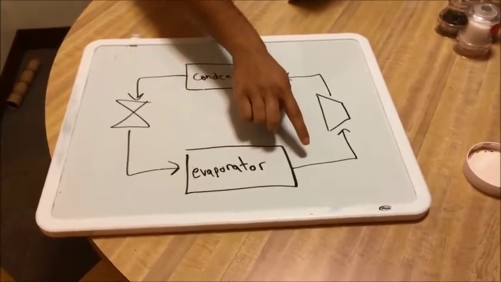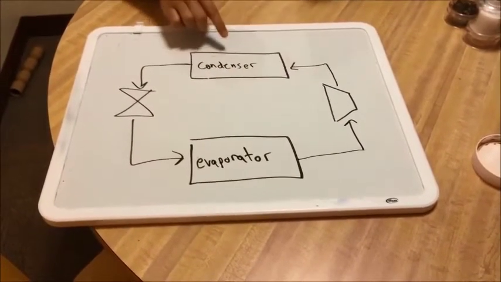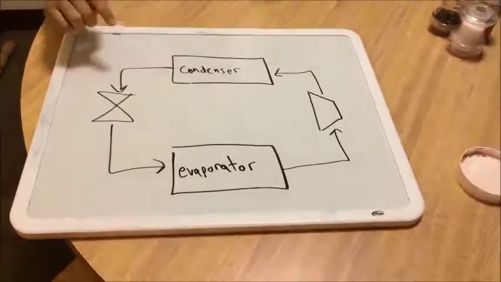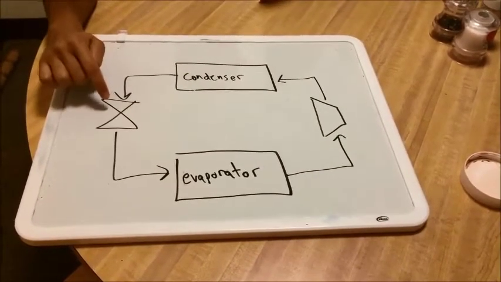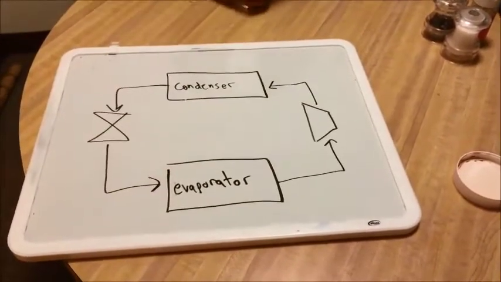The refrigerant now enters the compressor, which increases its pressure. The high-pressure vapor refrigerant enters the condenser, where heat is transferred to the surroundings, causing the refrigerant to condense into a liquid. The compressed liquid finally enters a throttling valve, where the pressure and temperature drop significantly and gets sent back into the evaporator.